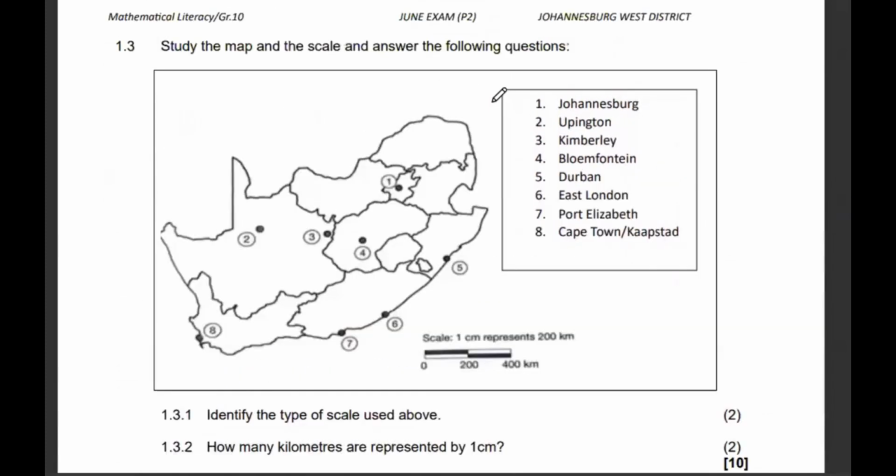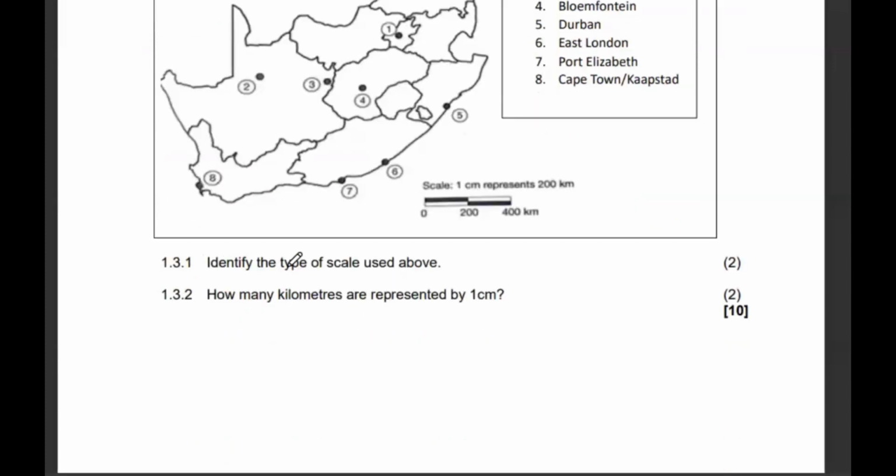1.3, study the map and the scale and answer the questions that follow. Identify the type of scale above. This is the scale that we have here. The type of scale, this is the scale we are looking at. The answer was supposed to be a bar scale, or someone could have called it a linear scale.